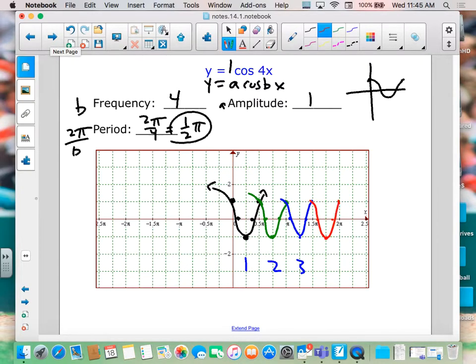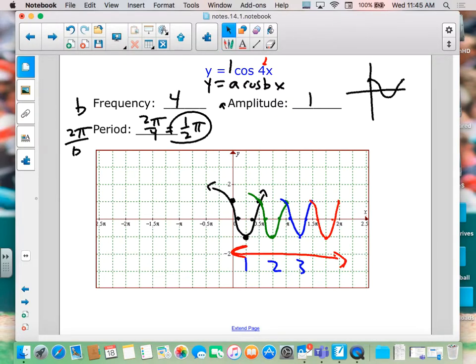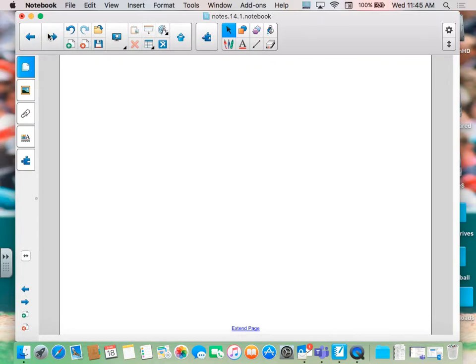you can see what the 4 means a little bit. The 4 represents how many waves there are in a normal 2 pi period. So you can kind of see that there are 4 waves in there. And this black one is all you would graph if you had to graph 1 period or 1 cycle, but I wanted you to see all 4 of them.